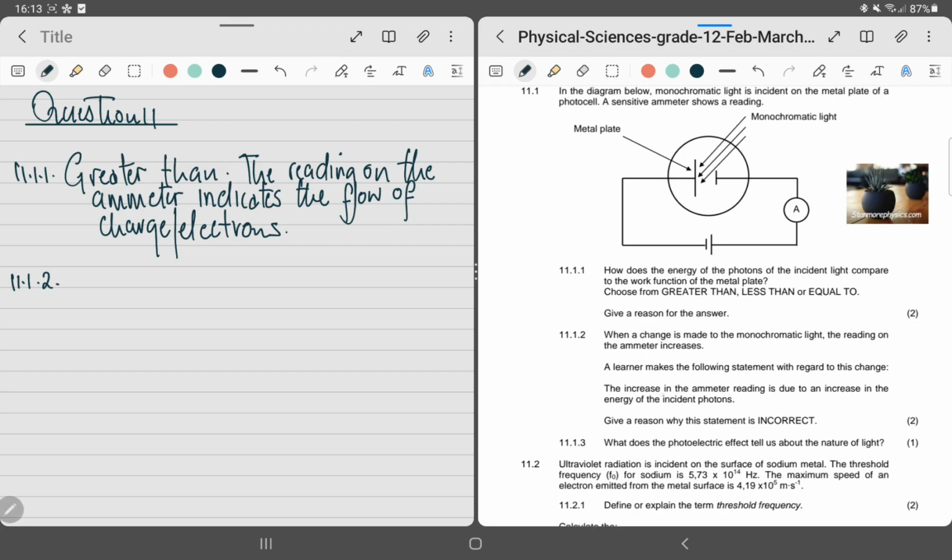Okay, so when you increase the intensity of light, that causes an increase in the ammeter reading. So an increase in intensity only affects the number of photoelectrons that are ejected per unit of time. It does not change anything else except the number of photons that are ejected per unit of time.